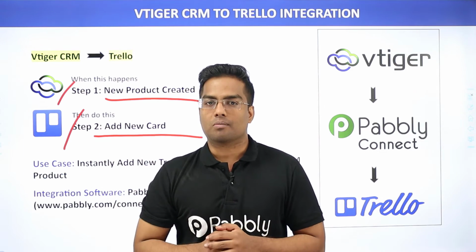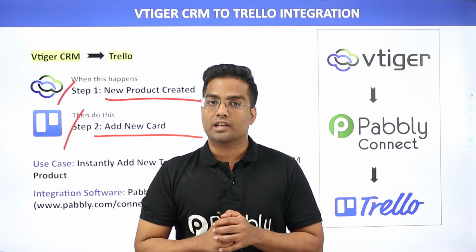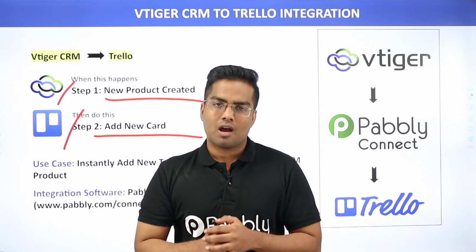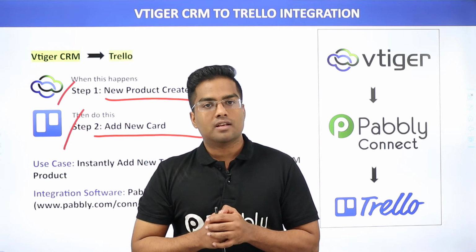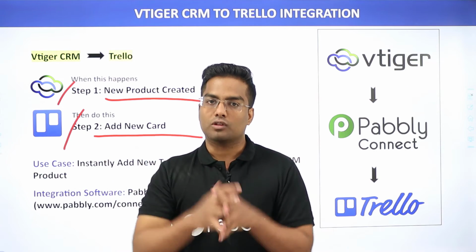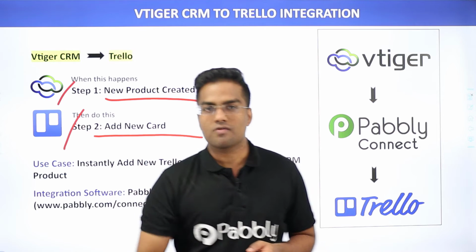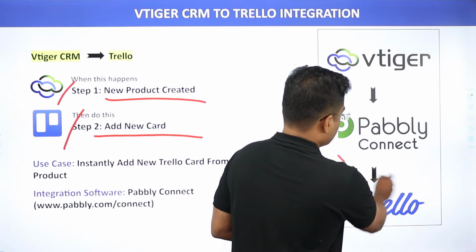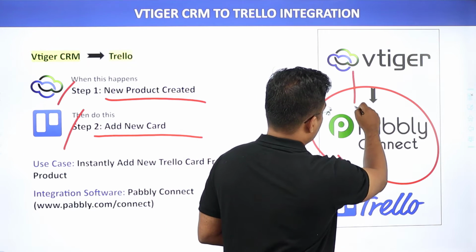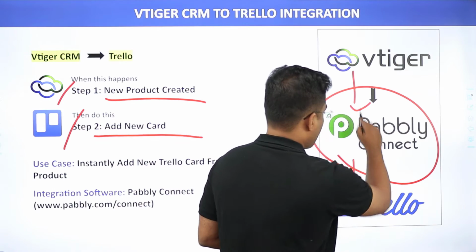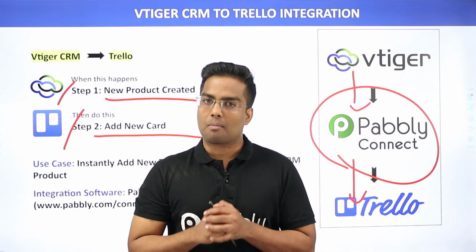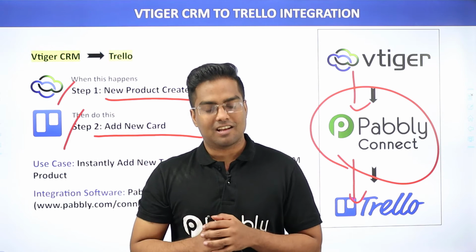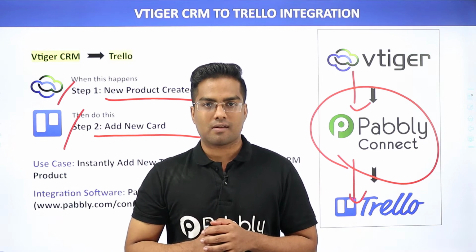But there is one minor problem. Of course, there is some kind of integration between Vtiger and Trello, but this native integration is actually very limited. So in cases like these, we need to bring a third app to connect them both. In this video, we will be using Pabbly Connect to integrate Vtiger and Trello. And the best part of using Pabbly Connect is that there is no need for coding skills or programming knowledge. It can be done easily. Let me show you on my screen.